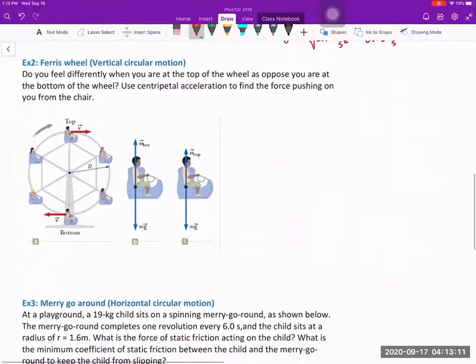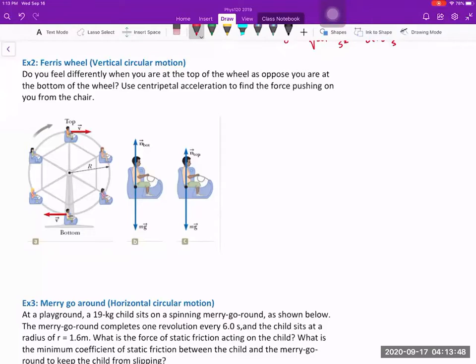Let's look at the second example over here. The second example is about circular motion. We're looking at a circular motion that's going vertically, and this is the Ferris wheel. When you sit on the Ferris wheel and it goes around in a circular motion, do you feel the same way when you're at the top or at the bottom? Or when you are ascending or descending, are you going to feel the same way? We can actually do a calculation to find out what happens in that situation.